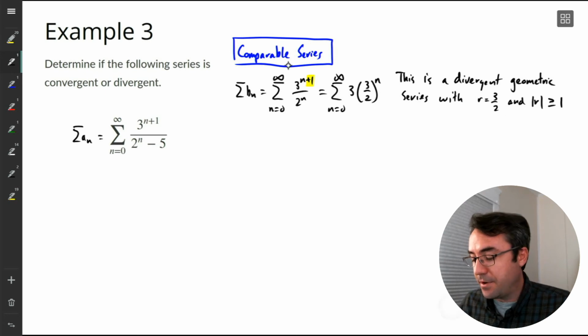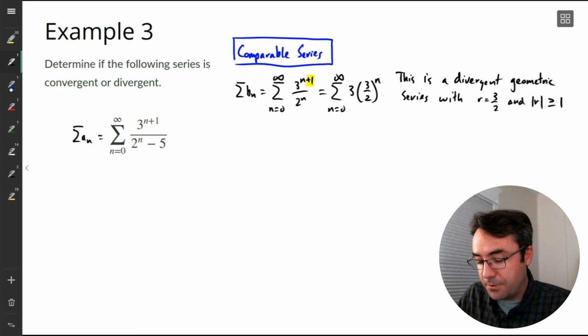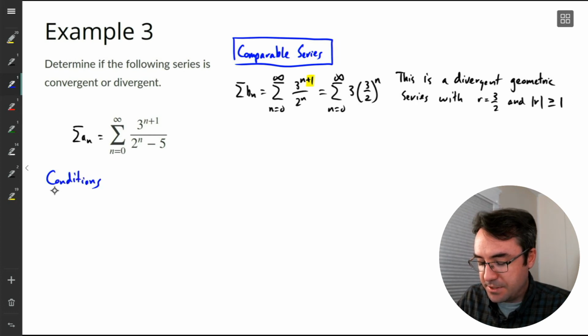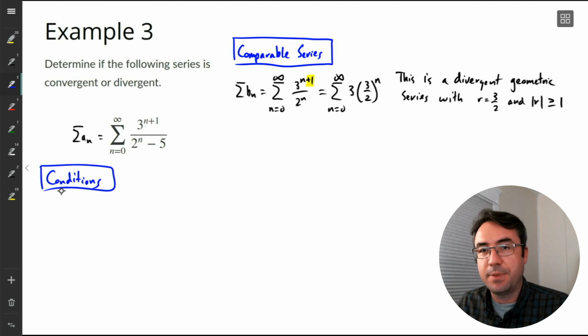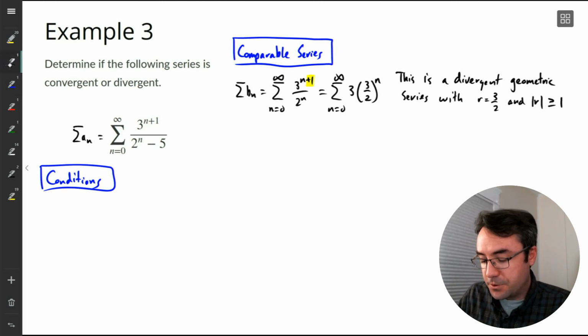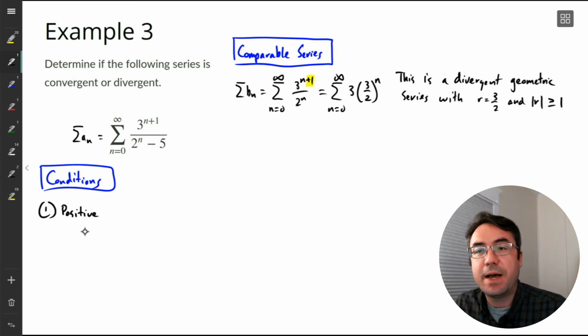All right, so we have our comparable series now. Now we want to go through and actually show the conditions. So what are the necessary conditions here for the comparison test? Well, the first one is that we need an and bn to be all positive. So do we have positive terms here?